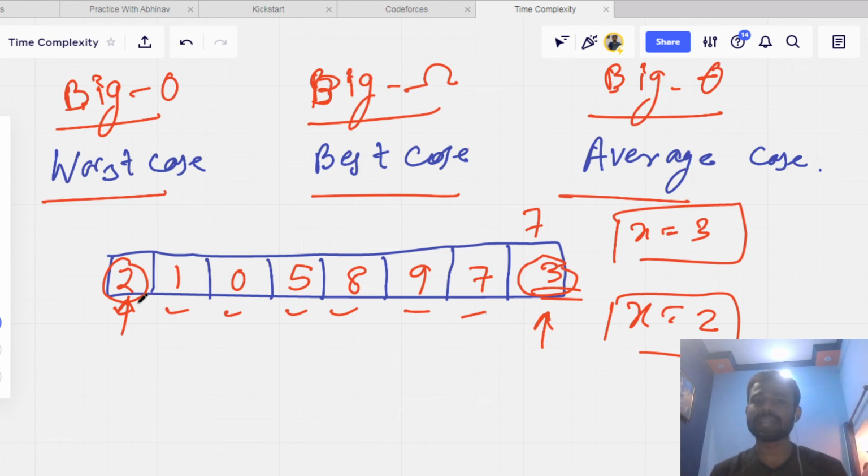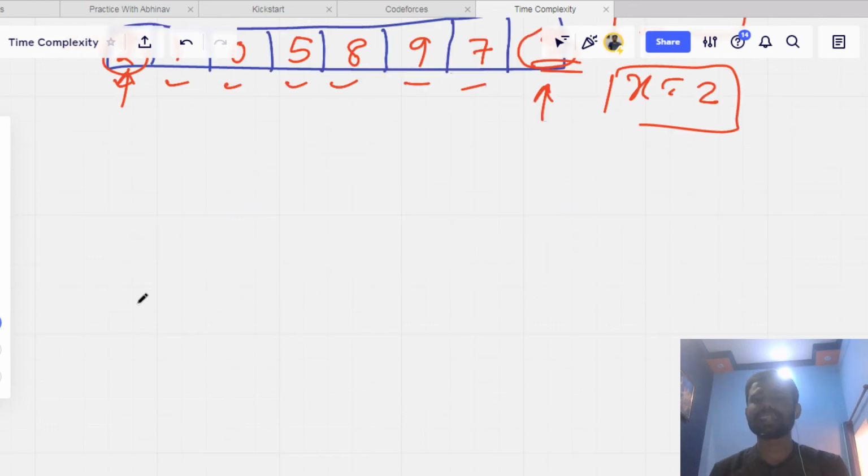If it is at the last position, it must be found, otherwise we will say not found. It will not take time greater than this worst case and it will not take time less than this best case. It will not take less than this, the first element has to be checked. And average case is something between worst case and best case. Okay. There is a mathematical representation also.